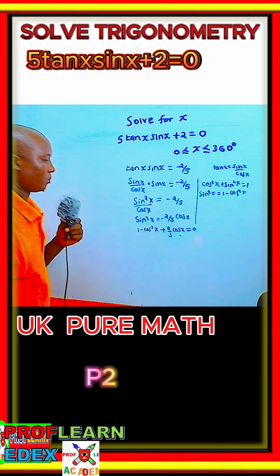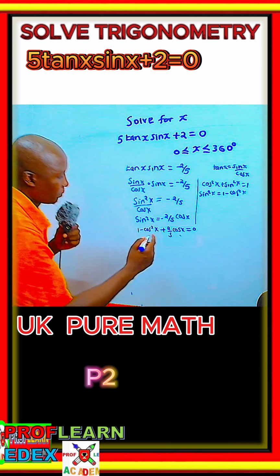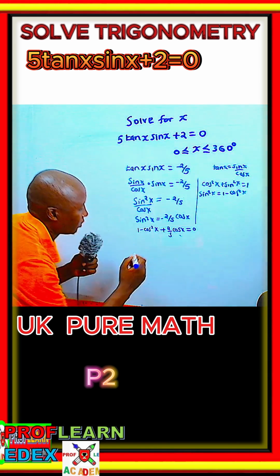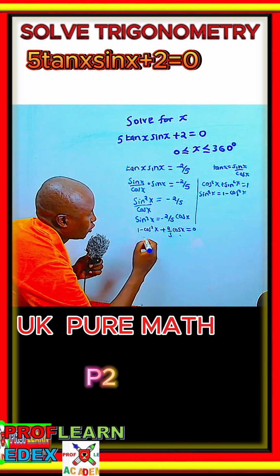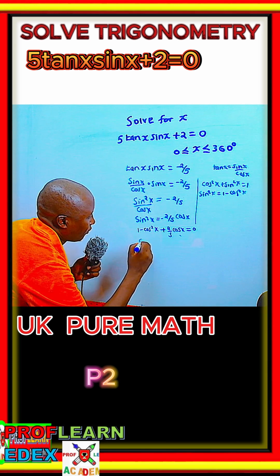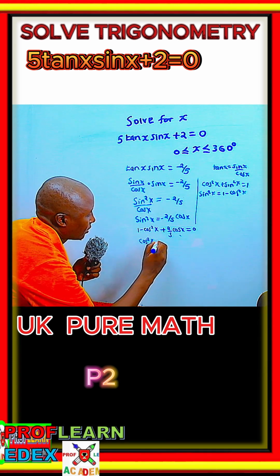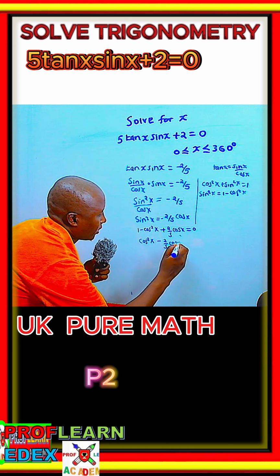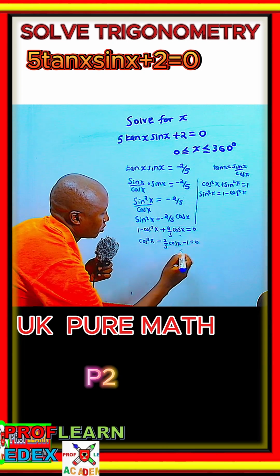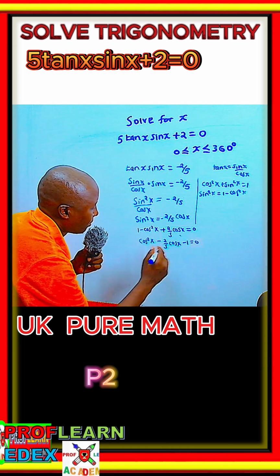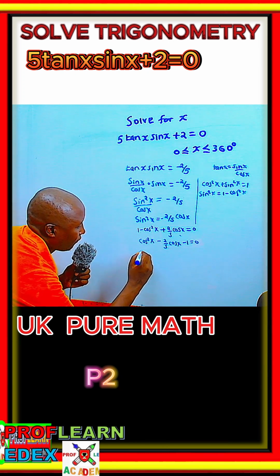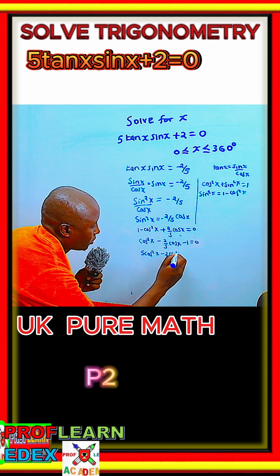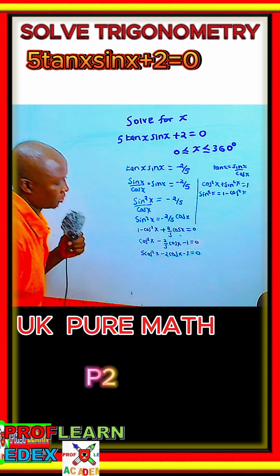is equal to 0. So at this point, I can rearrange this equation, and if I divide all through by negative 1, I'll have cos squared x minus 2 over 5 cos x minus 1 is equal to 0. I can multiply all through by 5, and then we shall have 5 cos squared x minus 2 cos x minus 5 is equal to 0.